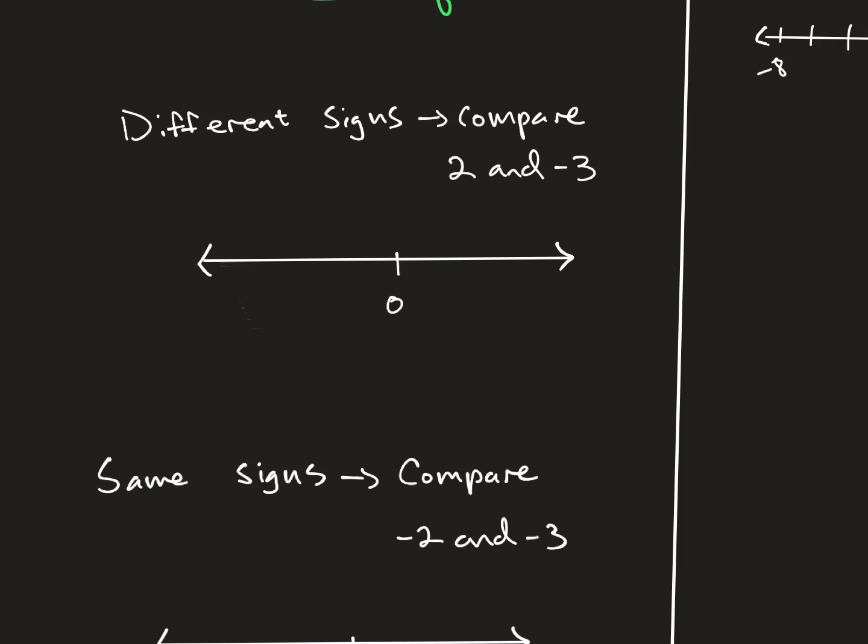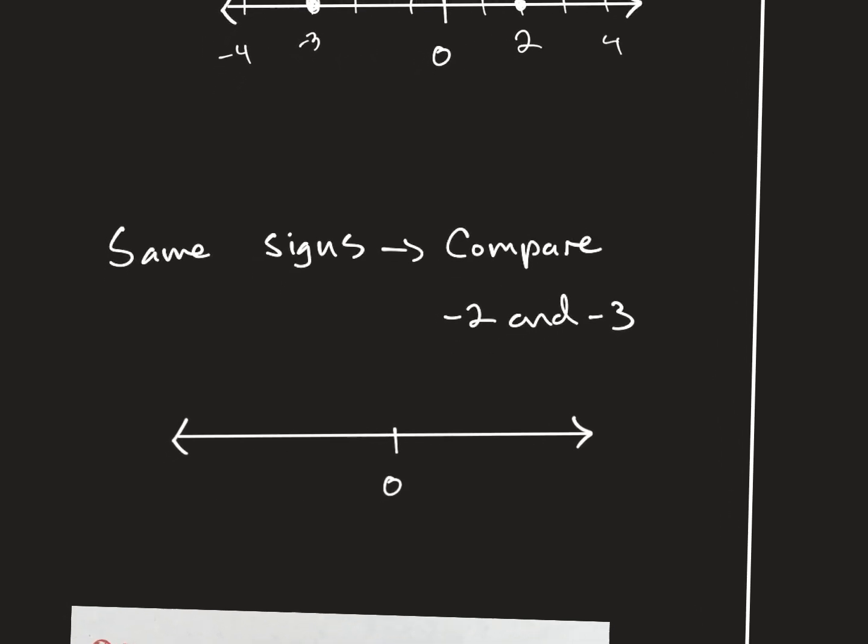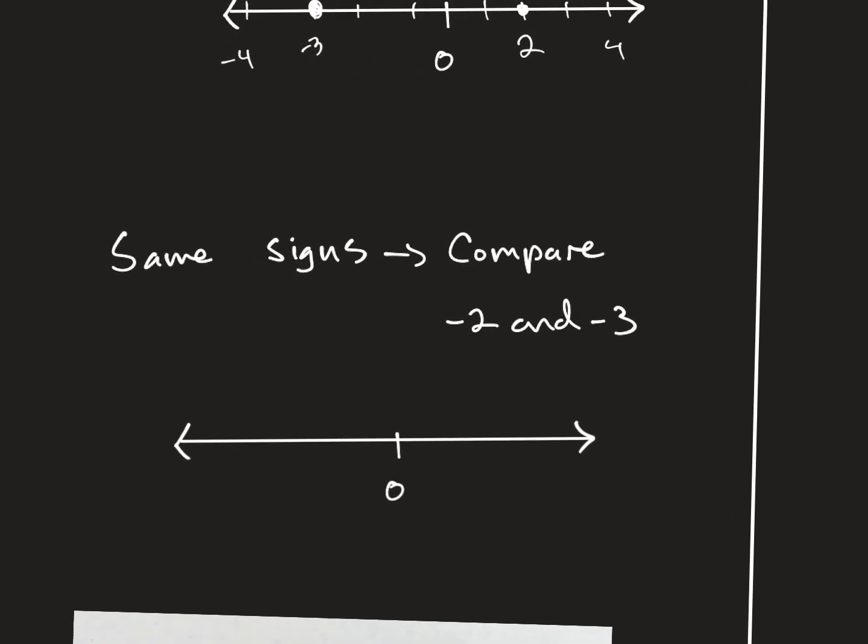Always, always, always. When we do this, we can go 1, 2, 3, 4. Let's make this out of 4. 1, 2, 3, 4. -4. And we have -3. -3 will be right here. And we have +2. +2 will be right there. So when we compare these, 2 is greater than -3. And we're done.